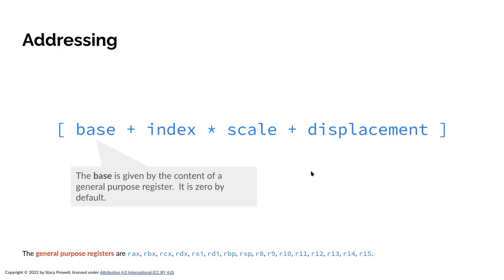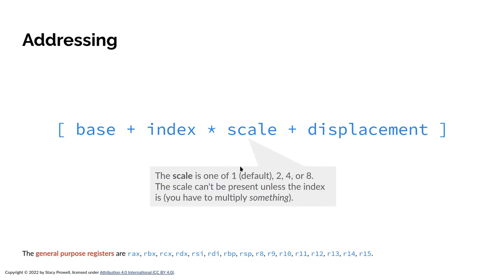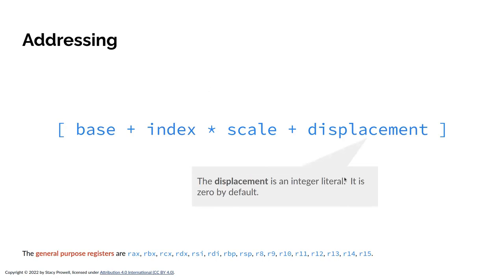The base is given by a register, one of the general purpose registers. If I don't specify a base, it's 0. The index is given by another register. Typically, I'll want the base to be some changing address, so I need to put that in a register. The index will be some changing index into the array, so I'll put that in a register as well. It's zero by default, too. So if it's not there, then it's assumed to be zero. The scale has to be one, which is the default, or two, or four, or eight. Those are the only values it can be. So if I don't have the index in here, zero times anything is zero, so I can just drop this whole term. And the displacement is a literal.